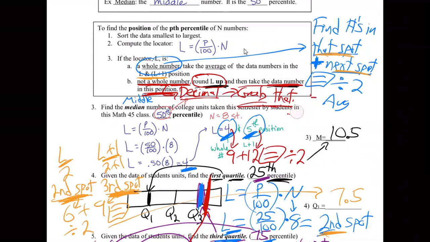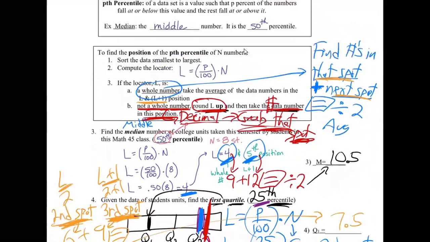You don't have to grab two numbers. It's easier when you've got a decimal. You just round it up and grab the number in that spot. That's all you do. You don't have to do two numbers and add them and equals and divide by 2. None of that. That's only for a whole number like we did on number 3, 4, and 5.